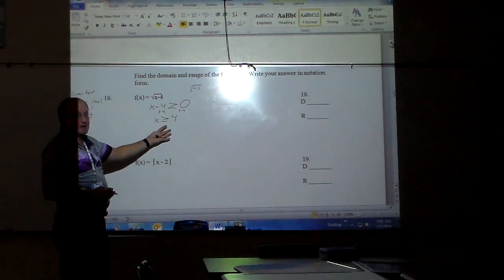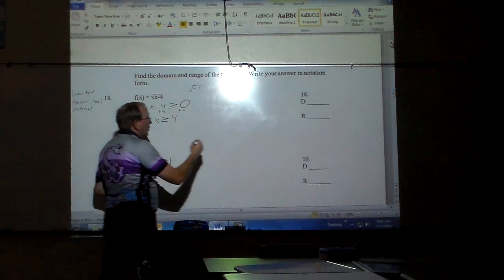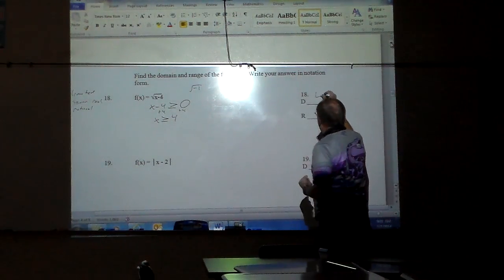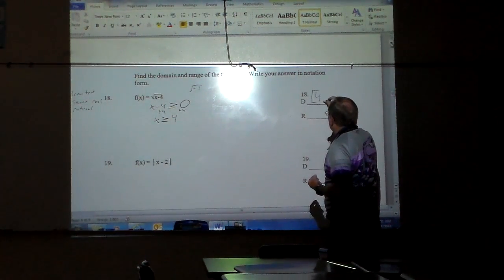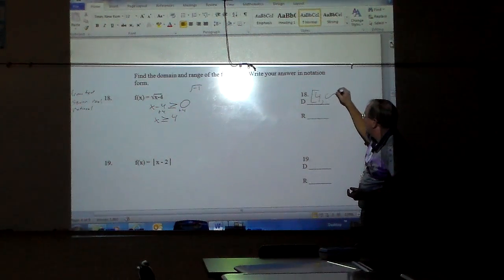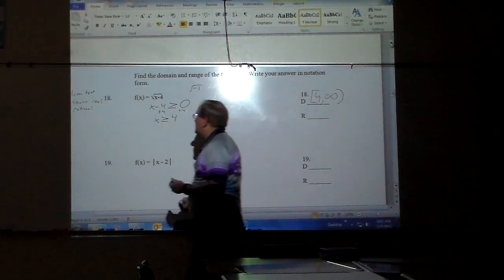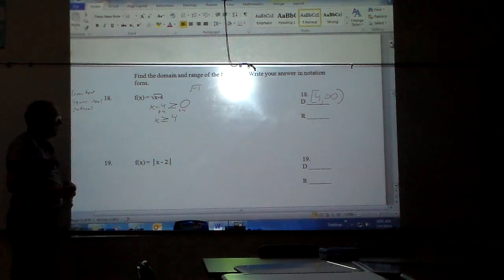Well, how would I write that in bracket form? Well, think about it. What's the smallest it can be? Is 4. Can it equal 4? Yes, so that would be a bracket. And then I can square root any number up to infinity, so it's going to go to infinity, and infinities are never brackets, they are always parentheses. Now that is the domain.